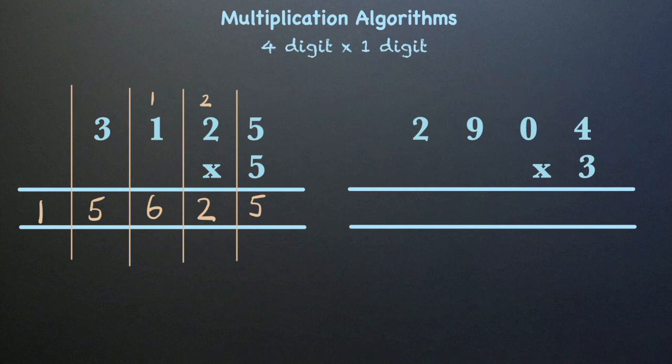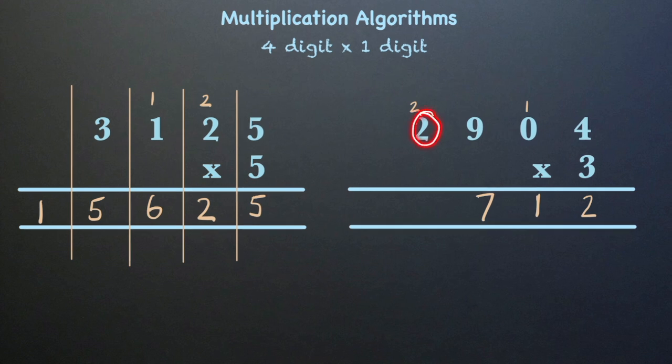We've got 4 ones multiplied by 3. That's going to give us 12 ones, recorded like that. We've got 0 tens multiplied by 3. 0 plus 1 more is going to make 1. So I'll record a 1 in the tens place. We've got 9 hundreds multiplied by 3. 9 times 3 is 27. So I'm going to record the 2 up here and the 7 down here.